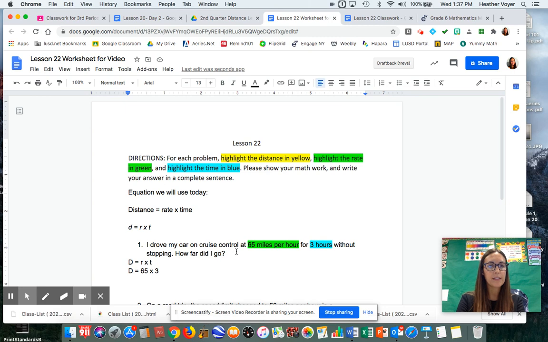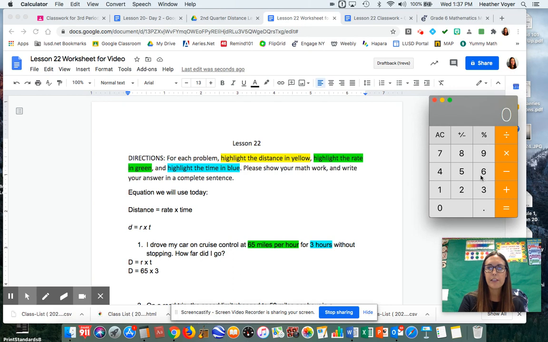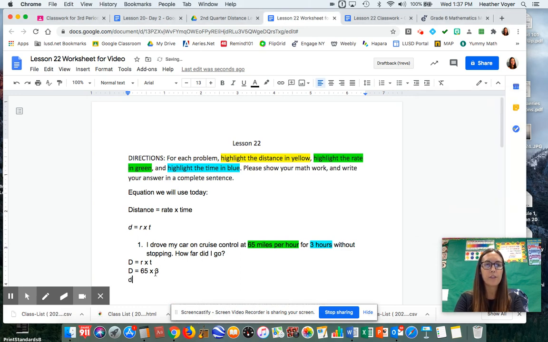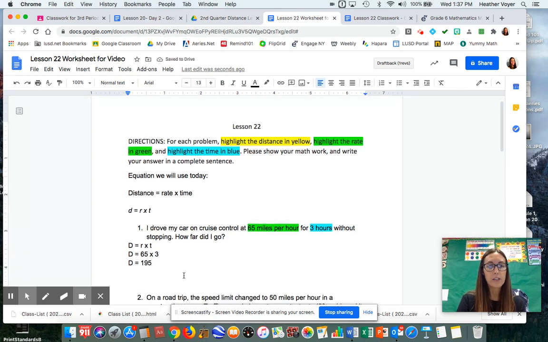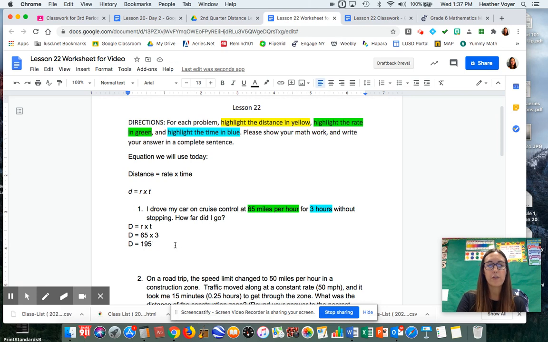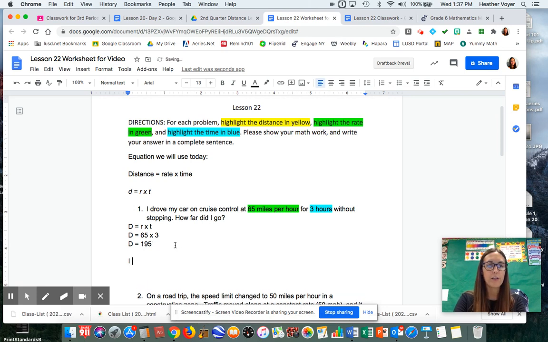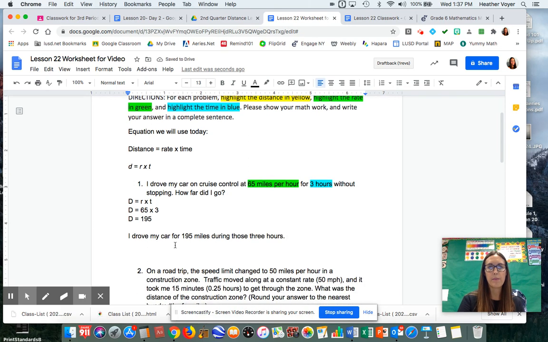Essentially I'm doing 65 times 3. It is okay for you to use a calculator, so I'm just going to pull up my calculator here, and I'm going to type in 65 times 3. That tells me 195, so D equals 195. Essentially I've just solved how far did I go? Well, I drove 195 miles. So I could write, I drove my car for 195 miles during those 3 hours, writing my answer in a complete sentence.